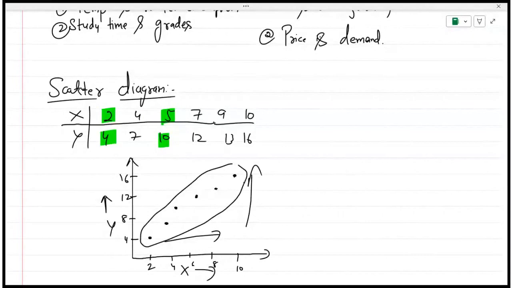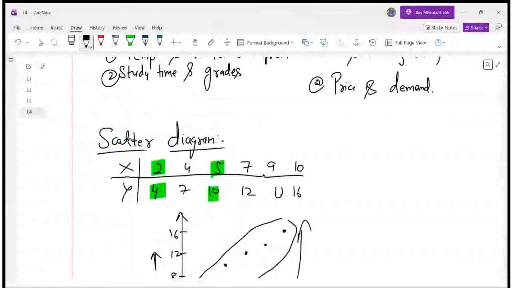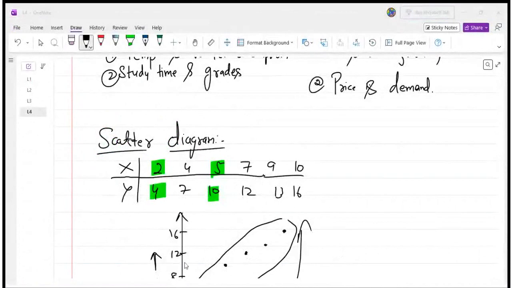Yes, sir. Okay, let me show you a few more scatter diagrams. Now I'm not going to draw the diagram because this topic is not that important from the examination point of view. But for understanding, I just want to show you some diagrams.